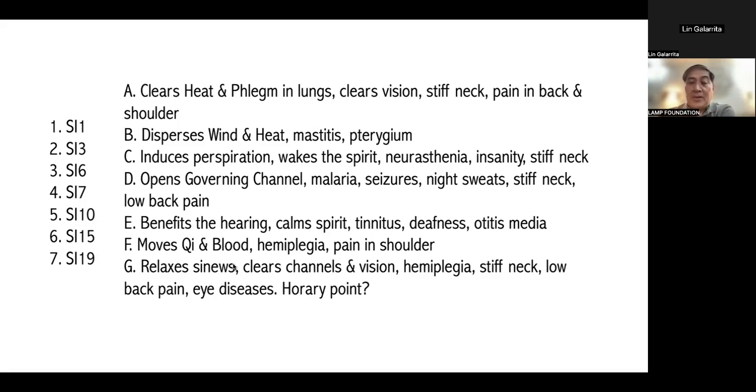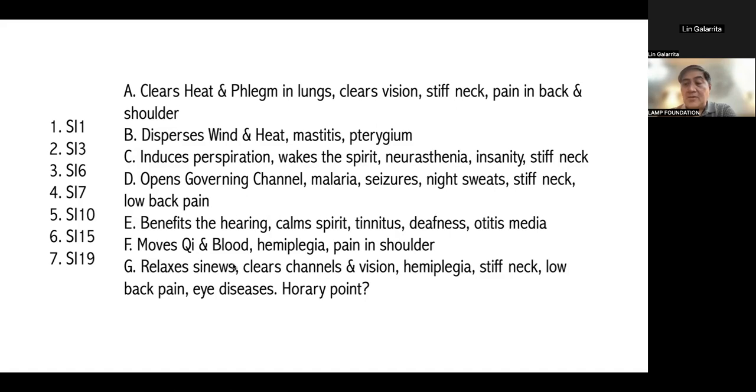Ano bang horary point ng SI? SI5. Di ba fire point? So, hindi siya horary point. Question mark nga eh. Siguro kasi magkalapit. Kaya naka-question mark. Pwede siya maging horary point, pero hindi. Cleft point po siya, Doc, yung SI6. Pero lumalabas din sa akin horary point SI6 din eh. Pero ang cleft point is SI6.